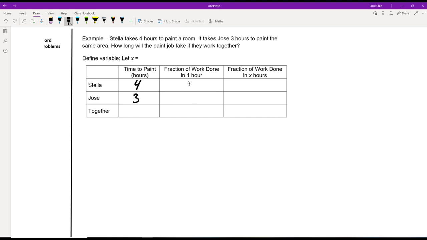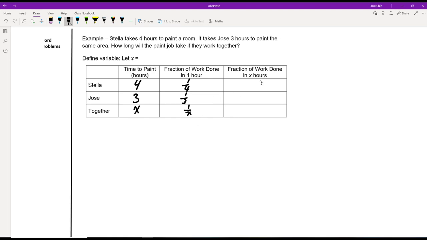So fraction of work done in 1 hour. Well, if it takes 4 hours, Stella can do every hour 1/4 of a room. Jose takes 3 hours, so every hour he finishes 1/3 of a room. Together, we don't know how much time it takes together. So what fraction is it? Well, as you can sort of see, it's a reciprocal.